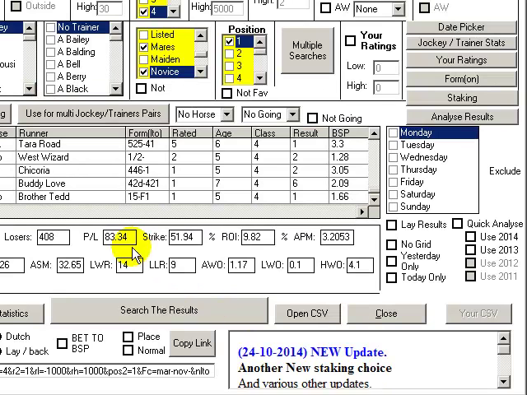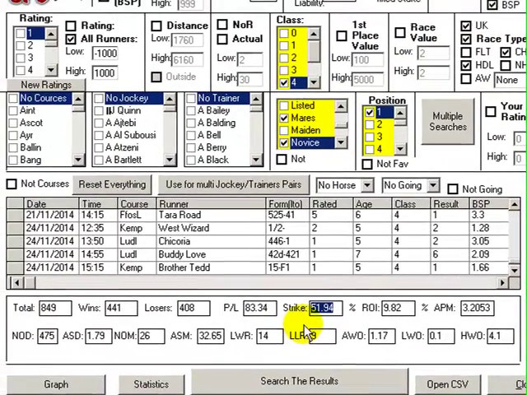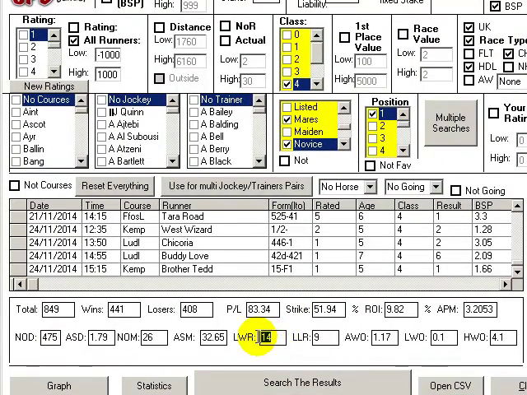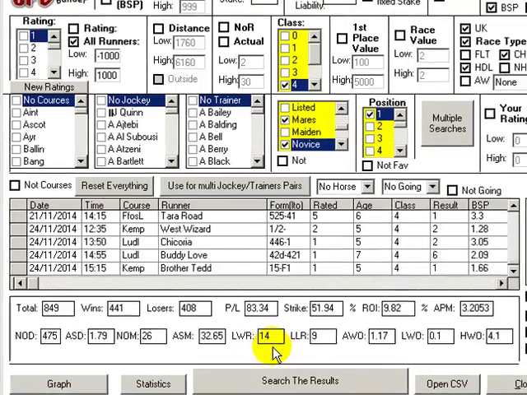Now, as you can see, it's actually very similar to the other one. It's got about the same amount of points and roughly the same strike rate. Longest winning run is a bit lower, but the longest losing run is a bit higher. It was 6 on the other one, it's 9 on this one, and it was 16 on 55% favourites, but it's only 14. So we can now combine those two systems and see what will happen if we run them together.